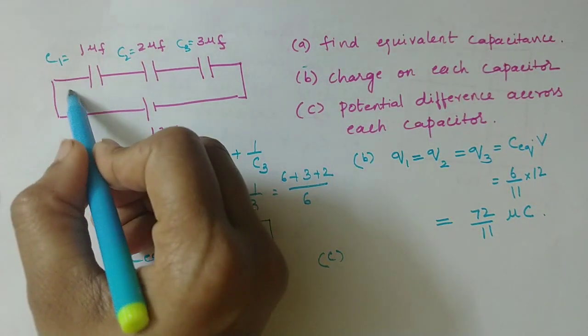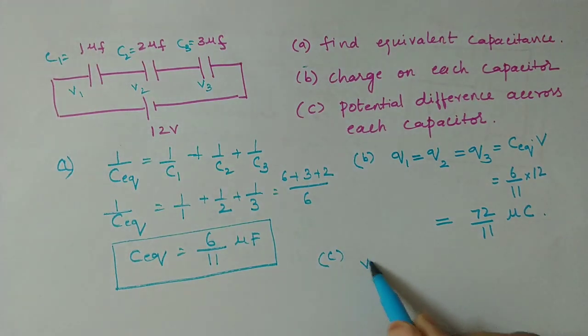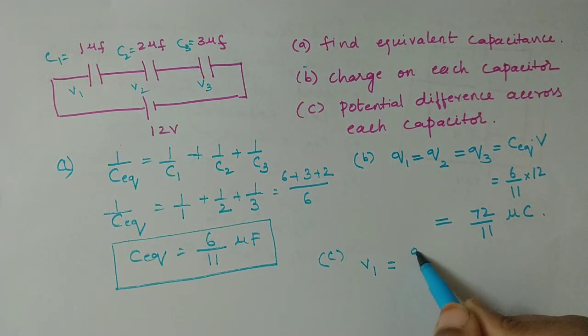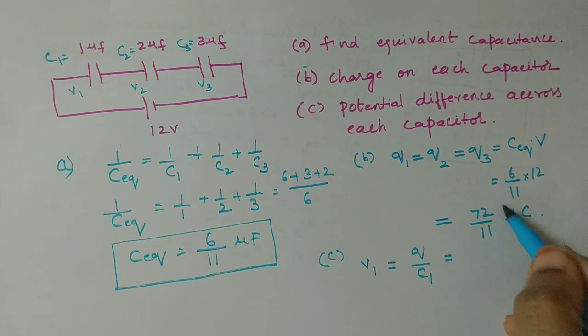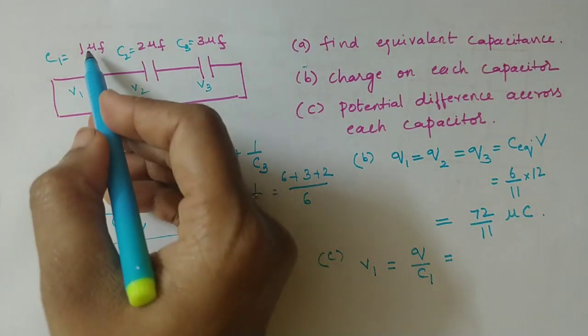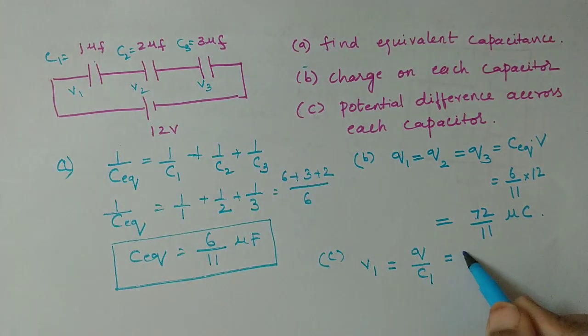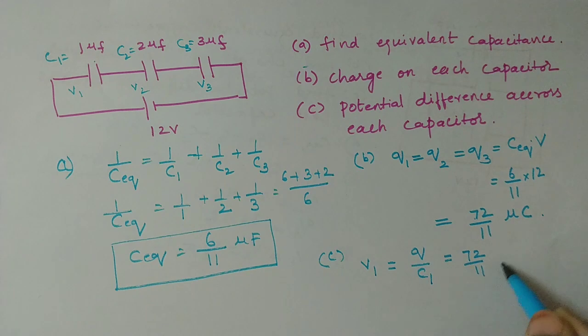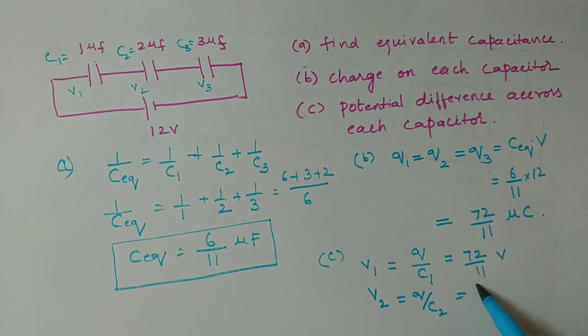Then for the C bit, the potential difference across each capacitor. See, if I call the potential differences here as V1, V2 and V3, V1 will be equal to Q divided by C1. Now you know the charge Q and you know the capacitance. So 72 by 11 divided by 1, that will be 72 by 11 volts. Similarly, V2 is Q by C2, 72 by 11 divided by 2. So you will get 72 by 22 volts.